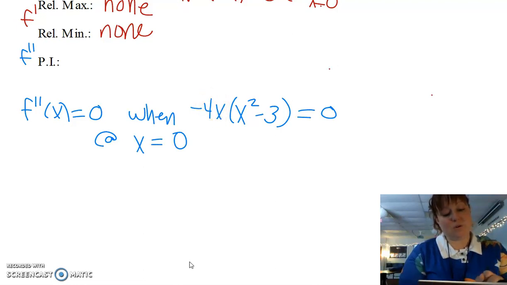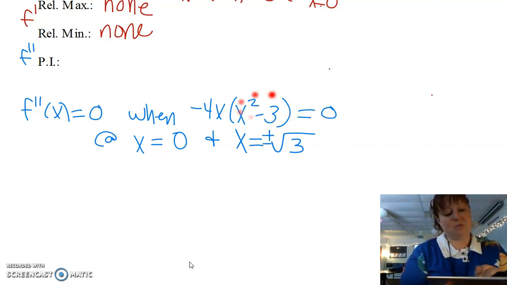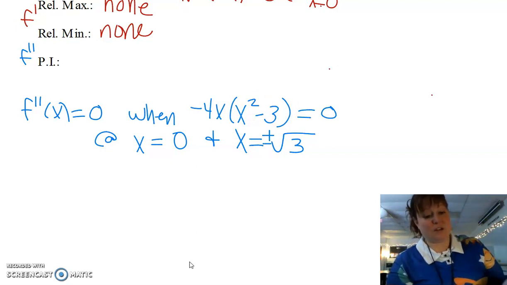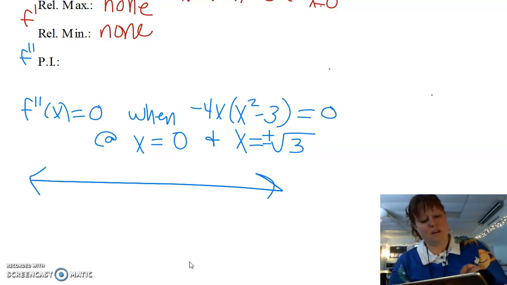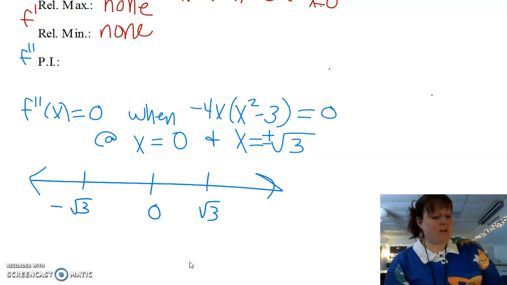And then it's also at x equals plus or minus the square root of 3, because that's when this term is equal to 0. And so these are our possible points of inflection. These are our pips. So we do an f double prime number line with these numbers on it. Okay, and then we see what's going on with the function at each of these spots.